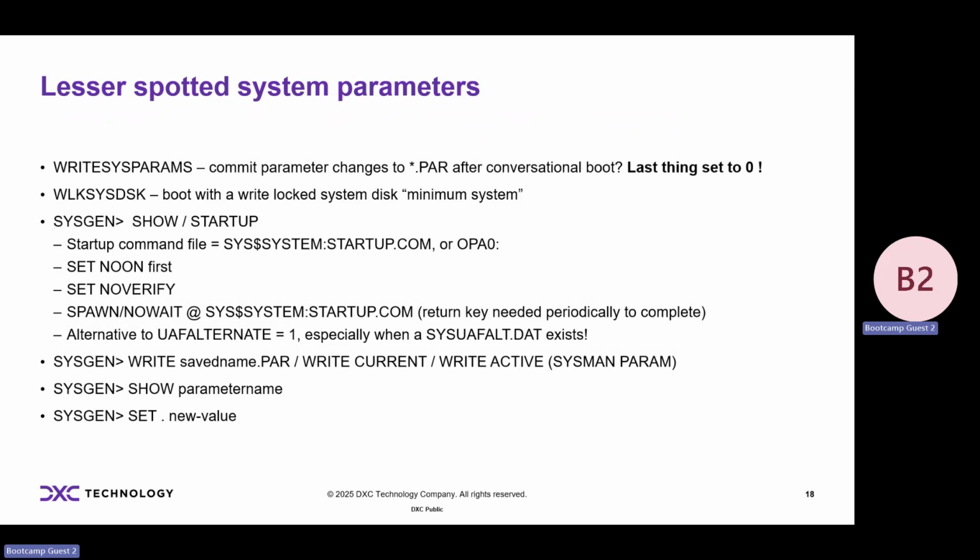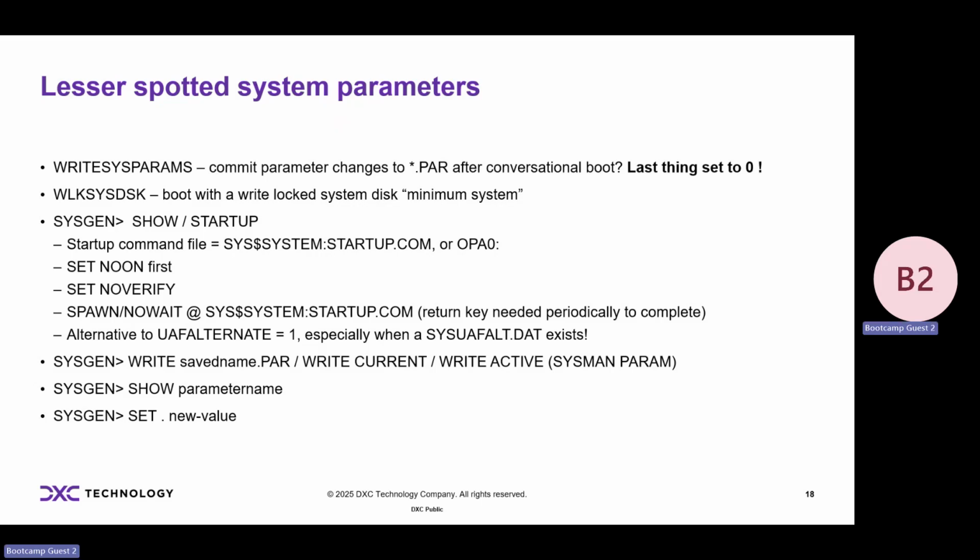Okay, SYSGEN parameters. These are some that are probably not often used. If you are doing a conversational boot and you're going to change some things, but you only want them to live for one boot, then use WRITE_SYS_PARAMS. The moment you change one parameter, WRITE_SYS_PARAMS is set to 1. So after you've fiddled with whatever you're going to change, just set it back to 0. And then it will only remember it for just this one boot.